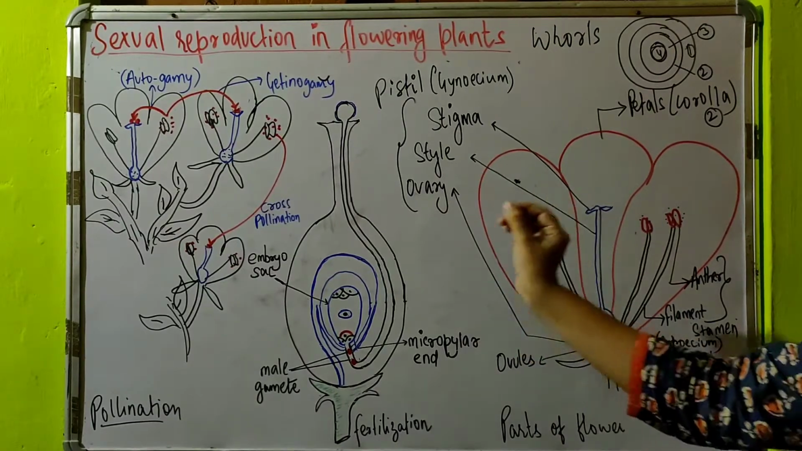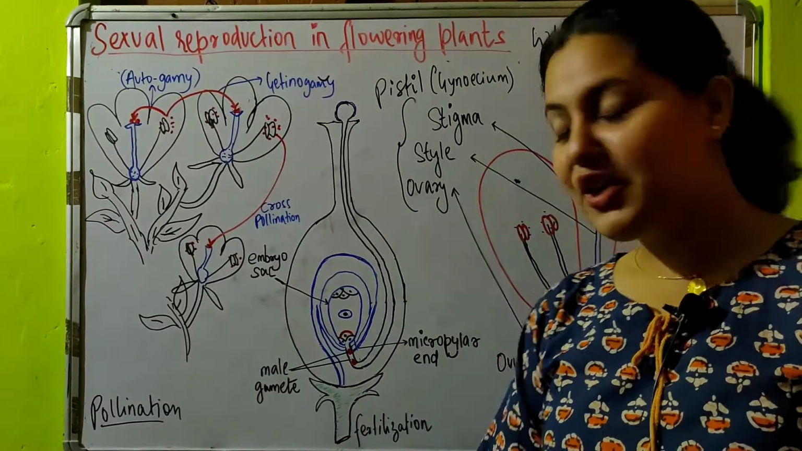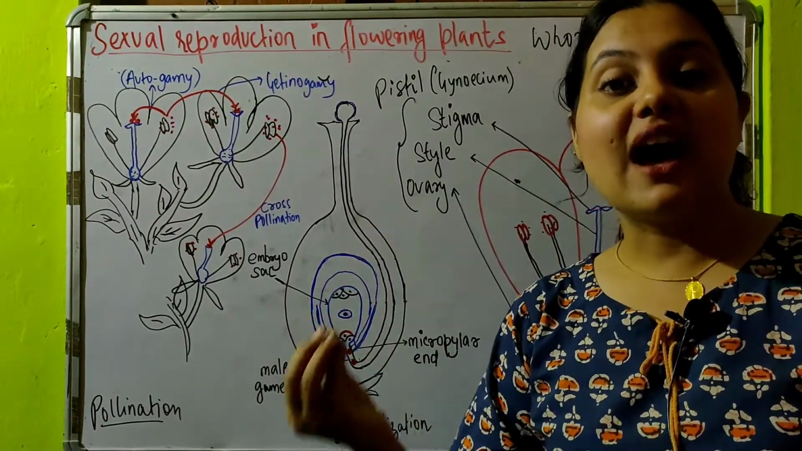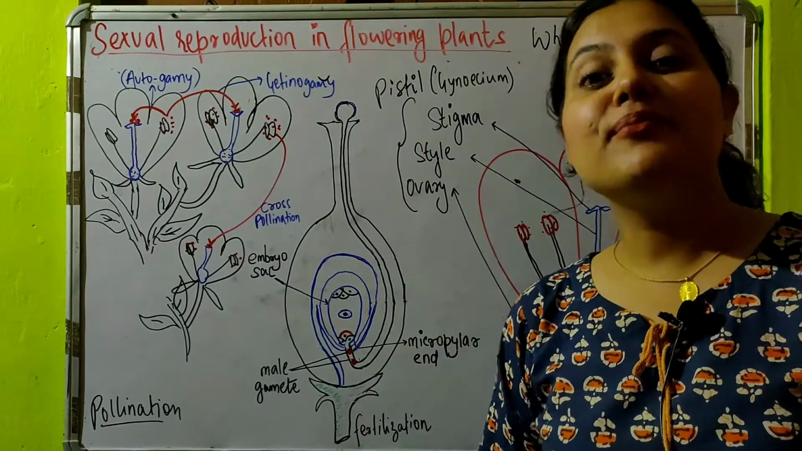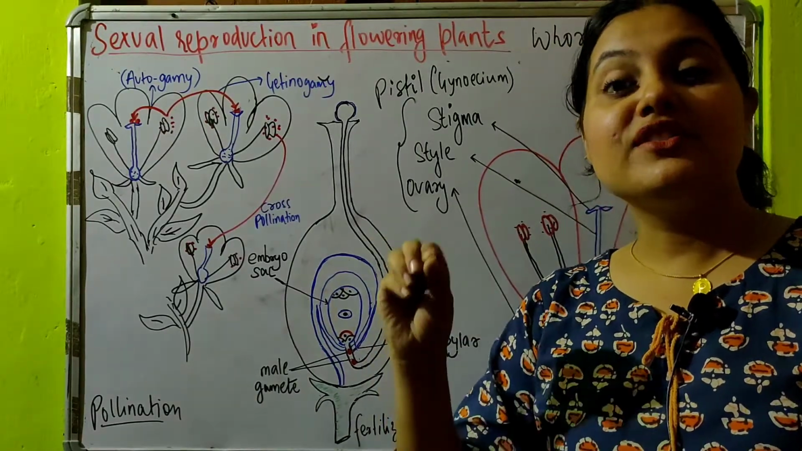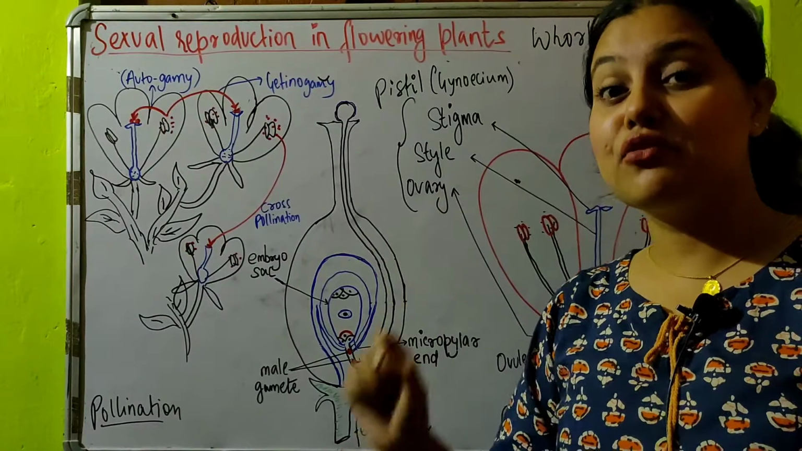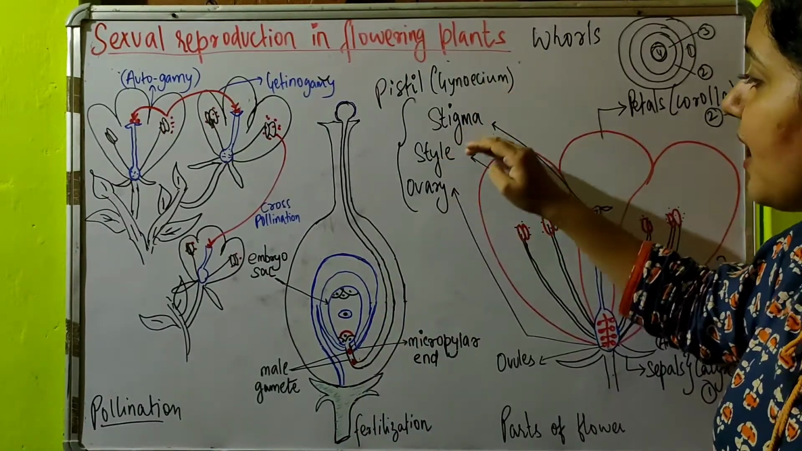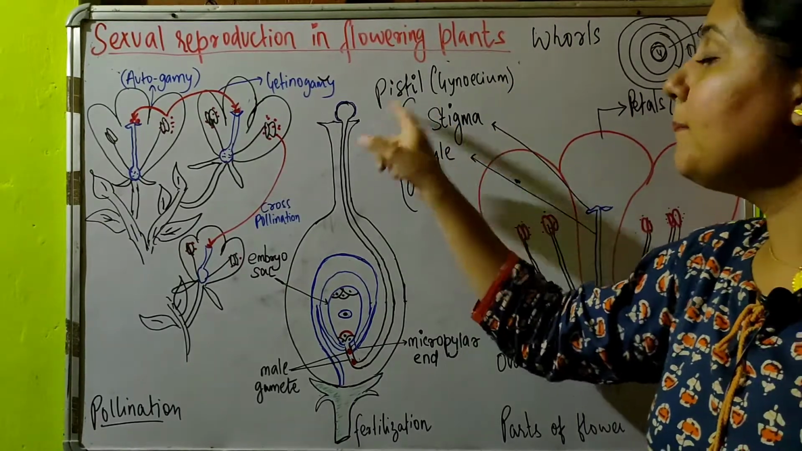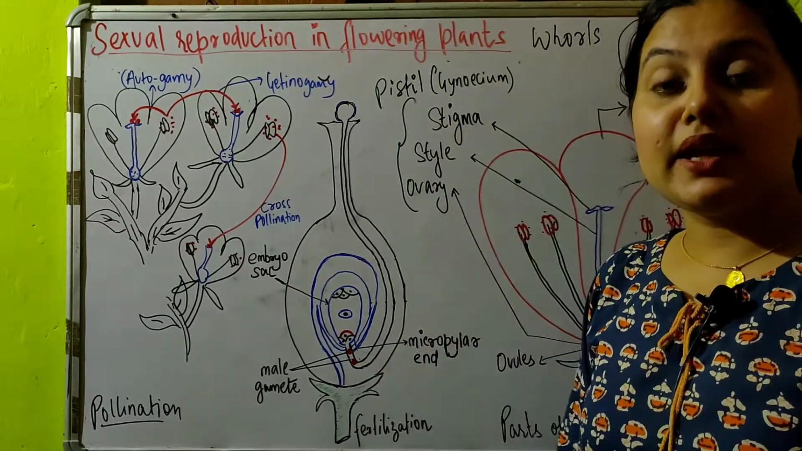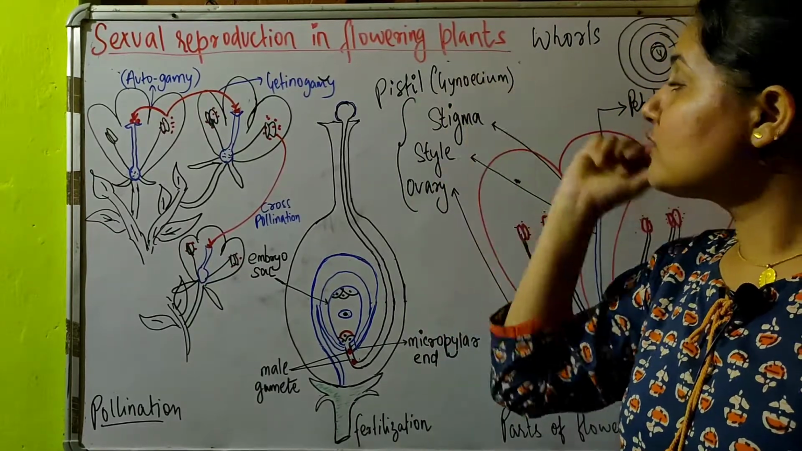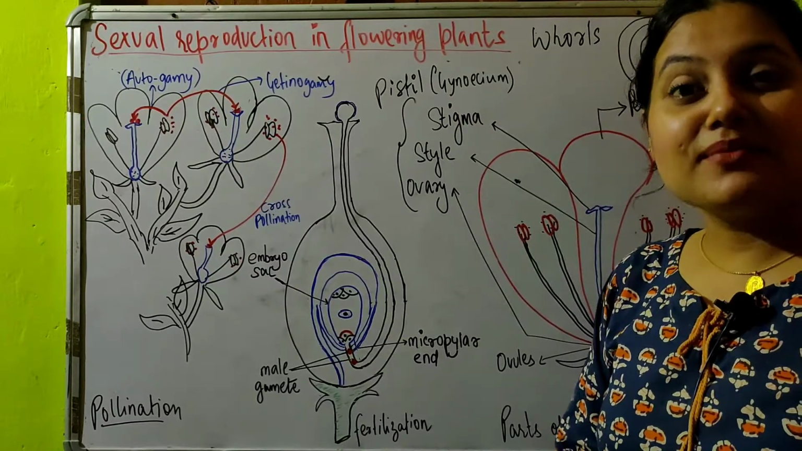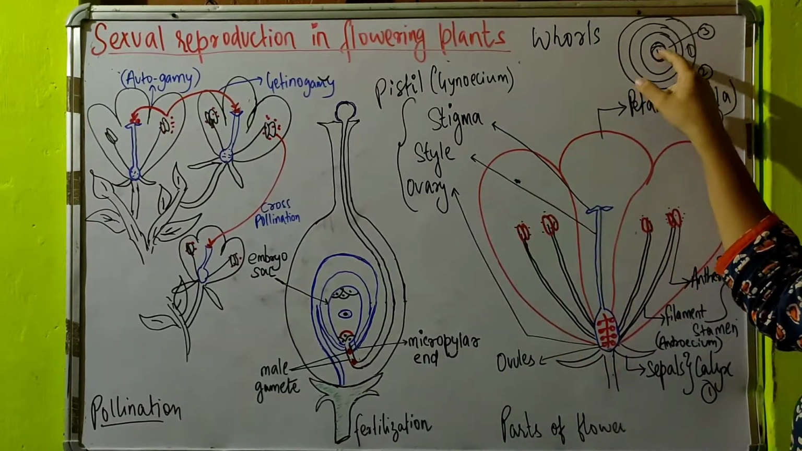Now what does the ovary contain? The ovary contains ovules. What are ovules? Ovules are the part of the female reproductive organ which contains the egg. Inside the ovule there is an egg. The female part, stigma, style, and ovary, all make a pistil, which can also be collectively called gynoecium. Gynoecium is the 4th whorl, the middle part.